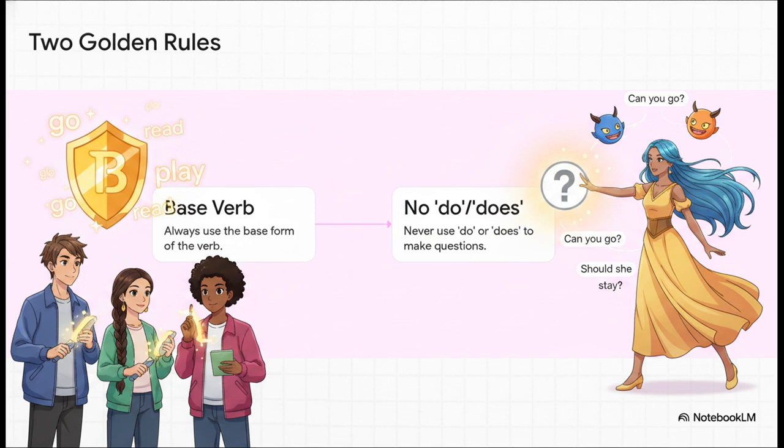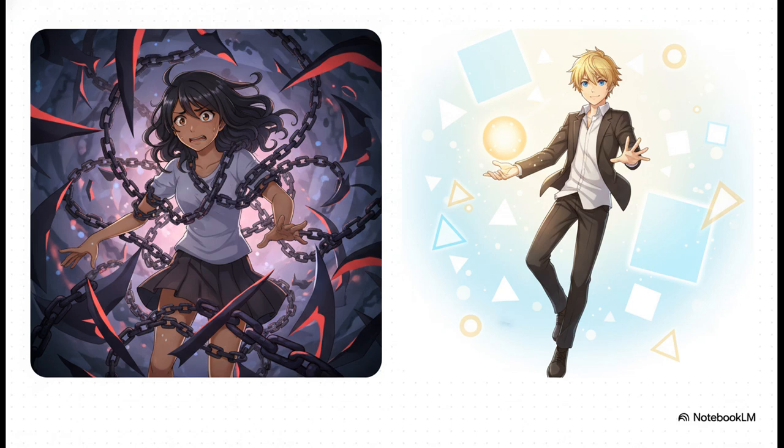Step 2. Never use do or does to make questions. Remember, modal verbs are already helping verbs. They are incredibly strong on their own, so they absolutely do not need extra help from words like do or does. Let's look at how this plays out. It's so easy to fall into traps, like saying, "I can speaks," adding an unnecessary s, or asking, "Do you can swim?" throwing in that extra do.